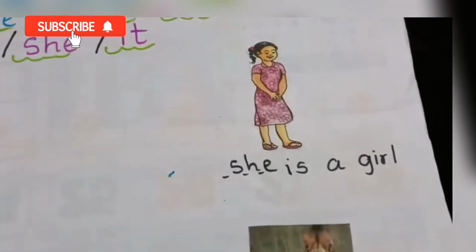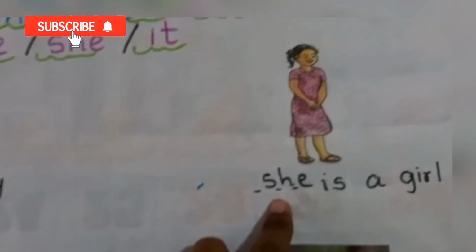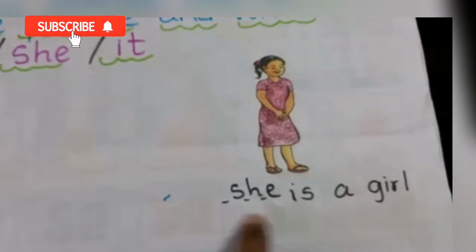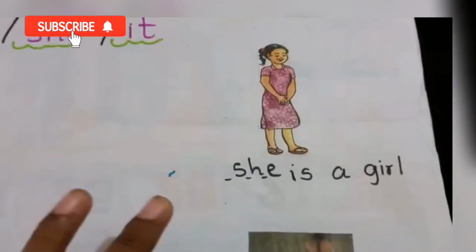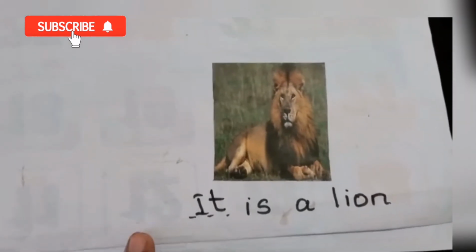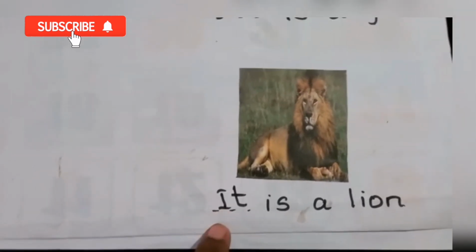Now look at the second picture. It's a picture of a girl. We use she for the girl. So we'll write she is a girl. Now look at the next picture. It's a picture of a lion. As I told you, for an animal we write it. So we'll write it is a lion.